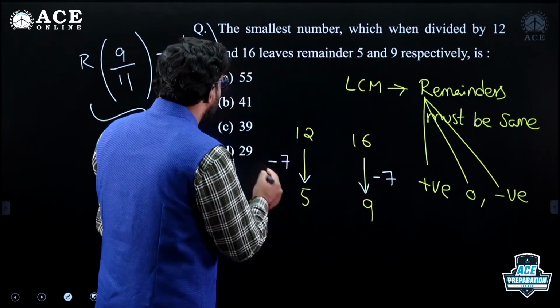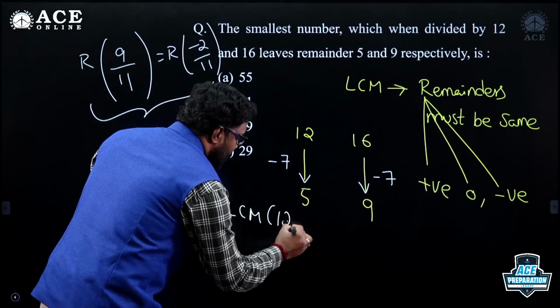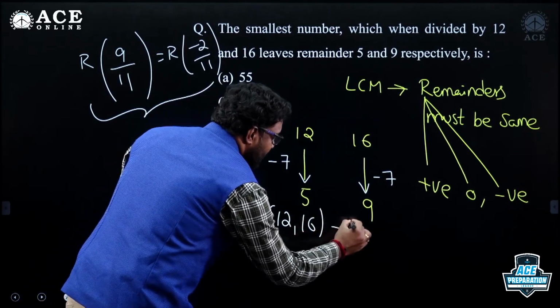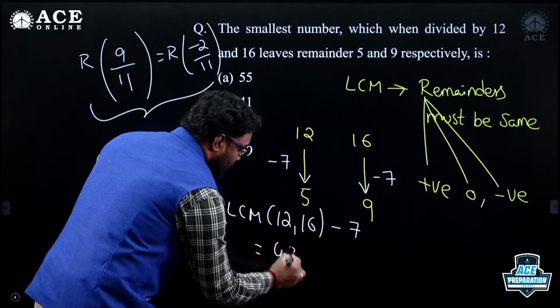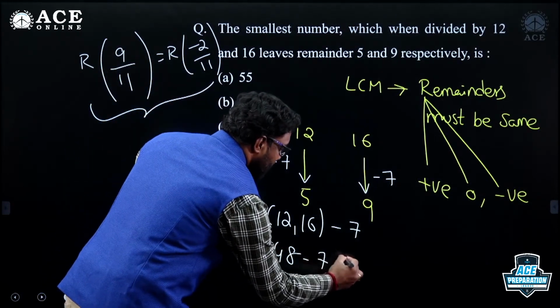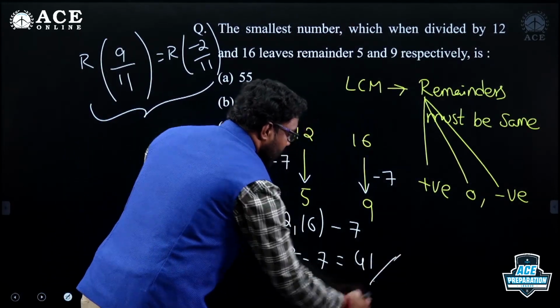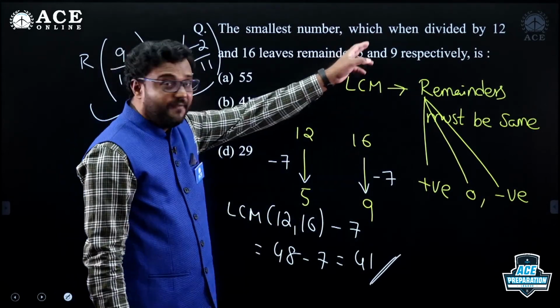Now what should you do? You should apply LCM for 12 and 16, with minus 7, my dear friends. The LCM of 12 and 16 is 48: 12 4s are 48, 16 3s are 48. 48 minus 7 is nothing but 41. The least number that when divided by 12 and 16 leaves remainders 5 and 9.